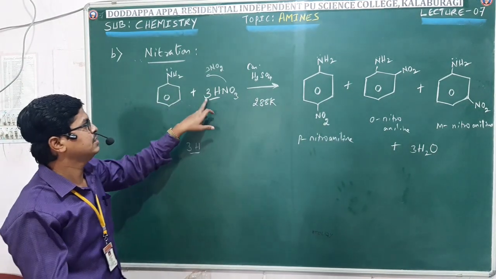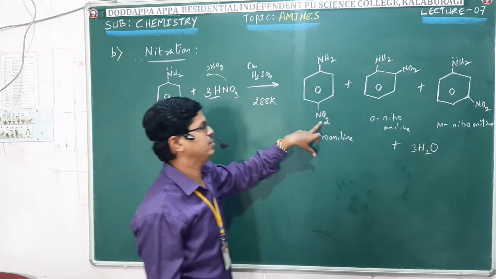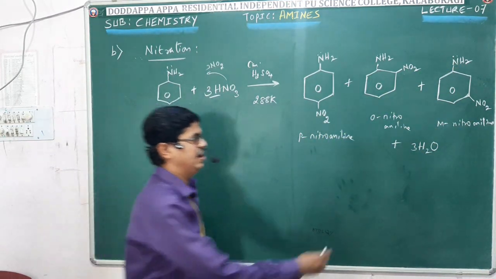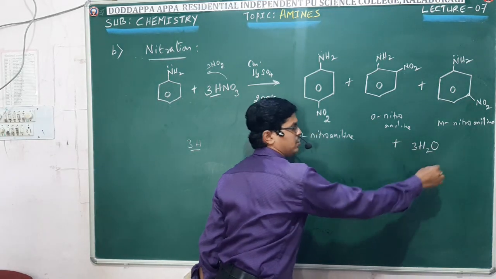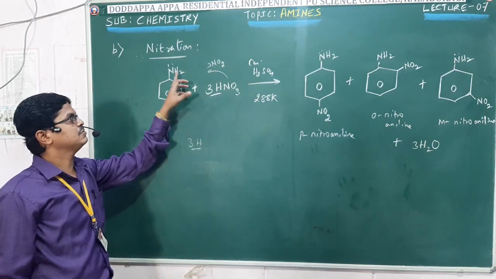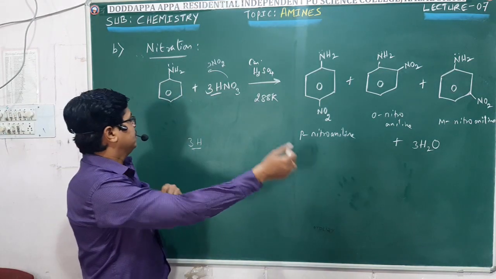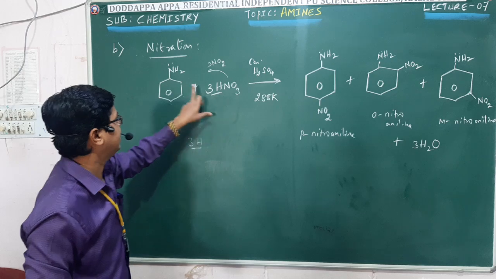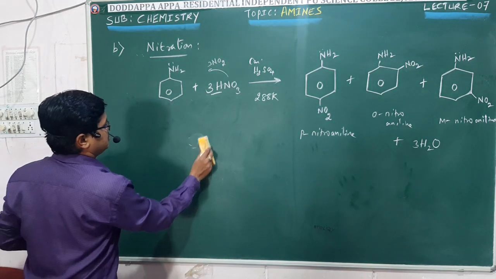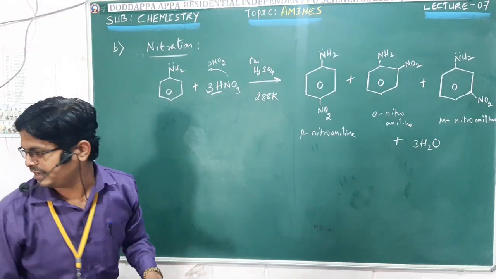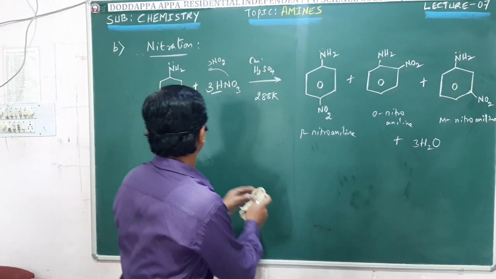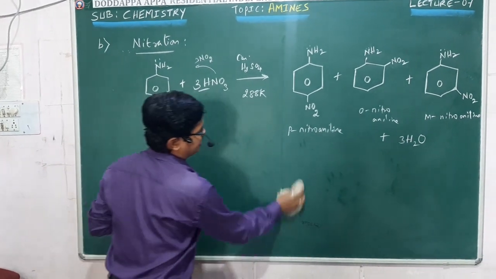Look at here, 3 3s are 9 oxygen. So here 2 oxygen, 2 oxygen, 2 oxygen, 3 2s are 6, so the remaining 3 oxygen is balanced here. So total 6 hydrogen atoms here, and here also 6 hydrogen atoms. Fine. So this is the nitration of aniline, which gives a mixture of ortho, para and metanitroaniline.